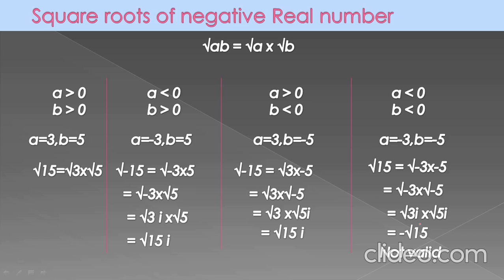So our property is not satisfied because the left hand side and right hand side are different. Here we are getting a negative sign on the right hand side. So this property is not valid if both the numbers are negative. So this is about square roots of negative real numbers.